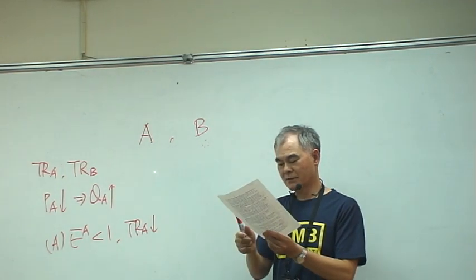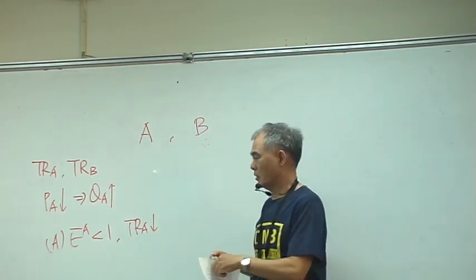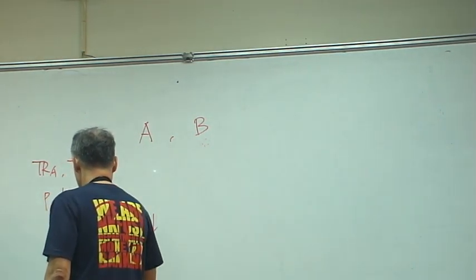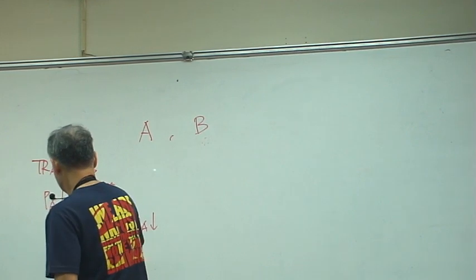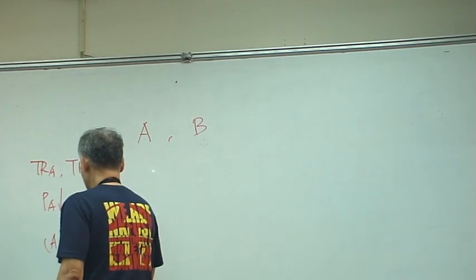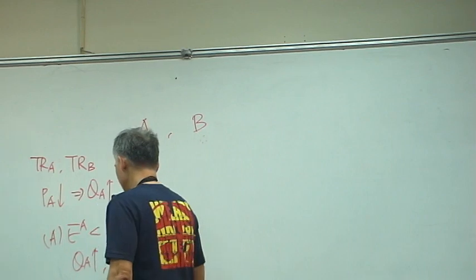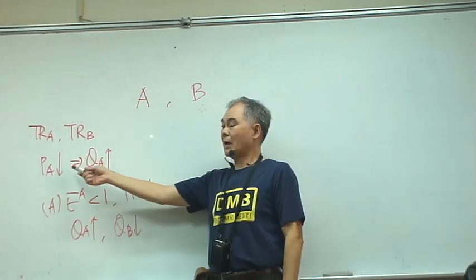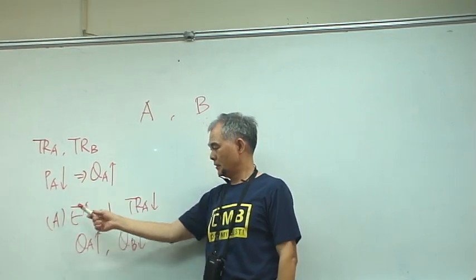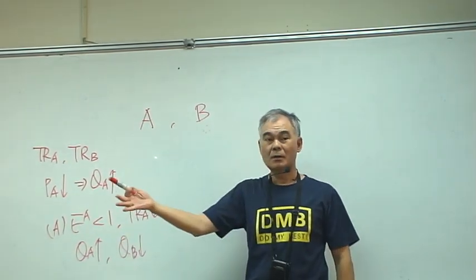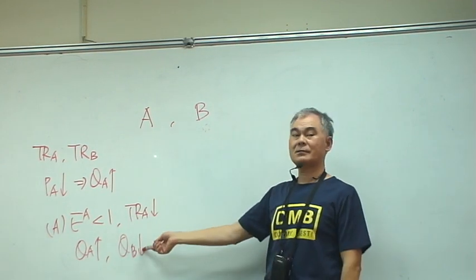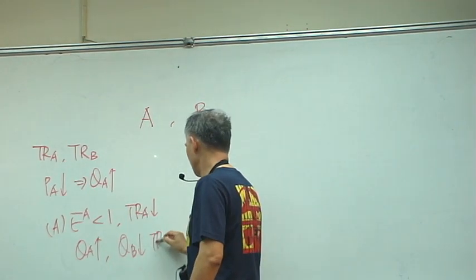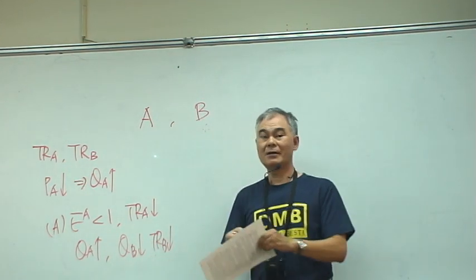And then the second part says A and B are substitutes. So if A and B are substitutes, it means that QA will go up, and QB will go down, because you cut the price of A. You cut the price of A, so QA you buy more. But A and B are substitutes, so you buy less B. So total revenue of A is going up, but total revenue of B will go down, right?